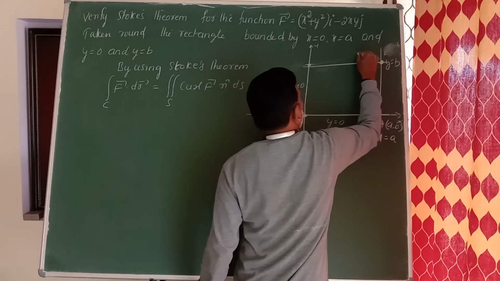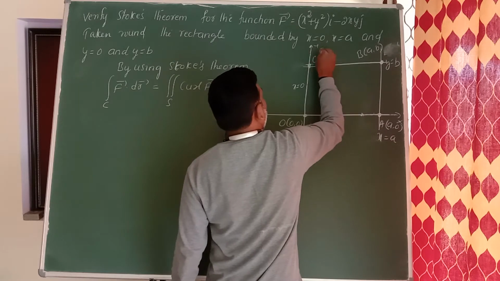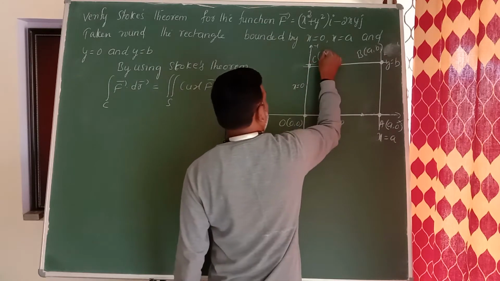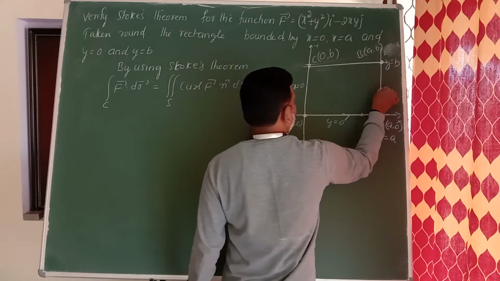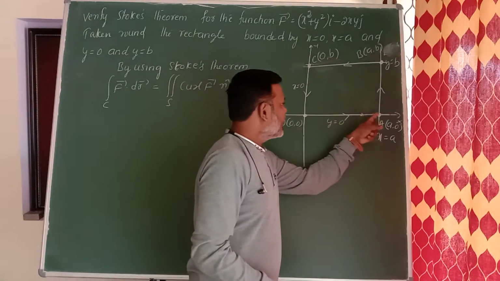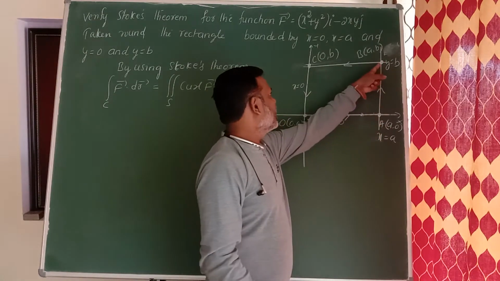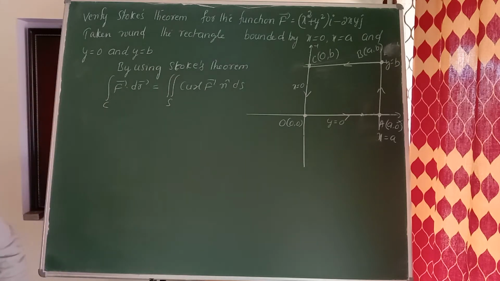Here this is the C point. For the C point, the x value is 0, the y value is b. The direction is taken like this: O to A, A to B, B to C and C to O. It is a direction. We have to verify this.